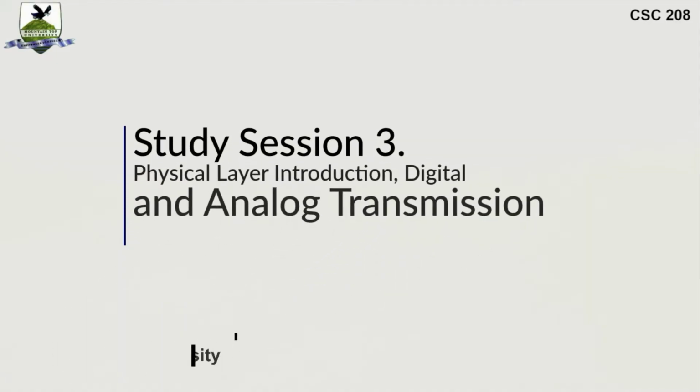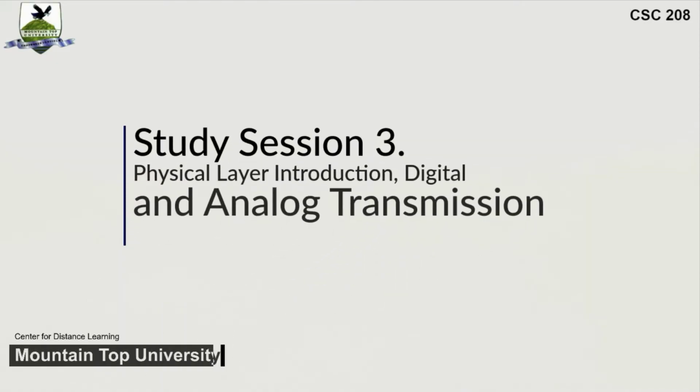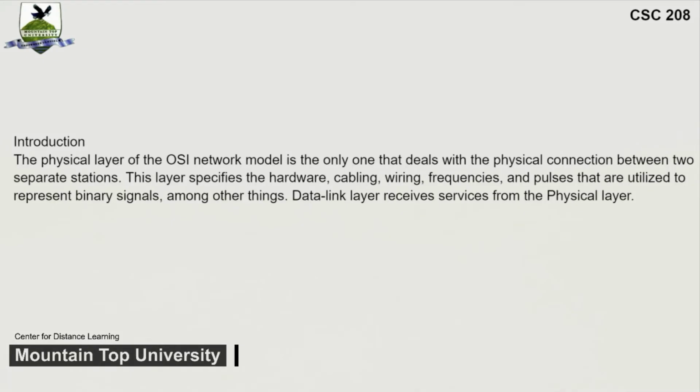Study Session 3: Physical Layer Introduction, Digital and Analog Transmission. Introduction. The physical layer of the OSI network model is the only one that deals with the physical connection between two separate stations. This layer specifies the hardware, cabling, wiring, frequencies, and pulses that are utilized to represent binary signals, among other things. Data link layer receives services from the physical layer.